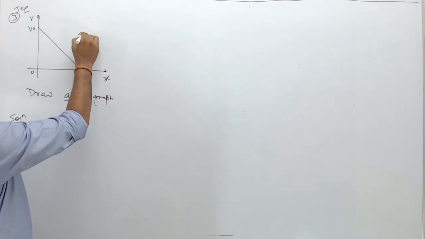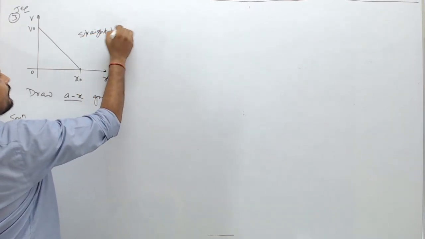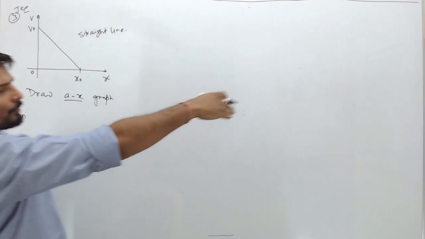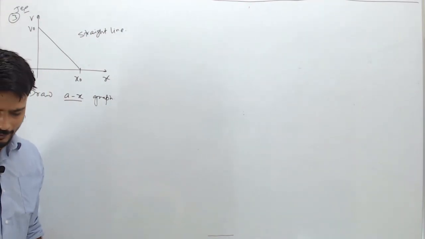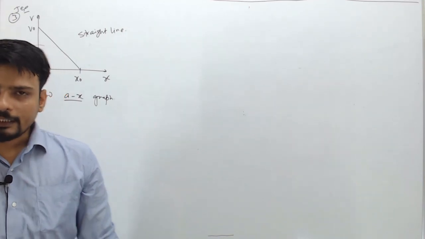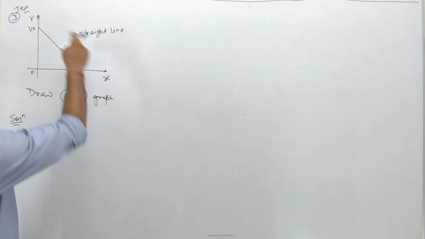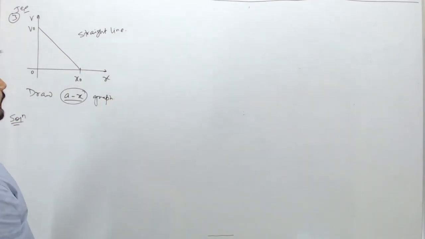This is representing a straight line, and the velocity is decreasing with the displacement as the body moves. I want to have the AX graph. So basically Vx is given, AX we have to find, so somewhere we have to make some relation between A and V.